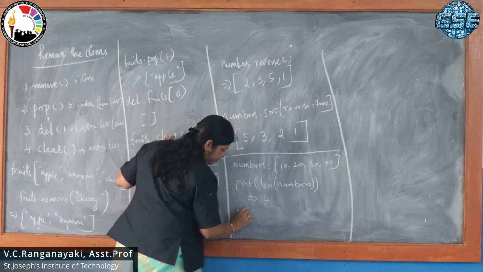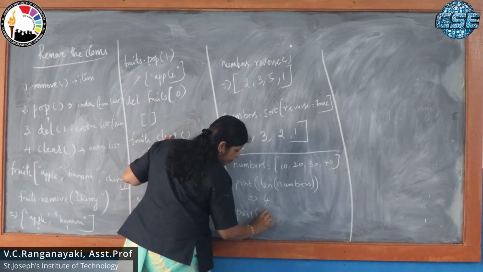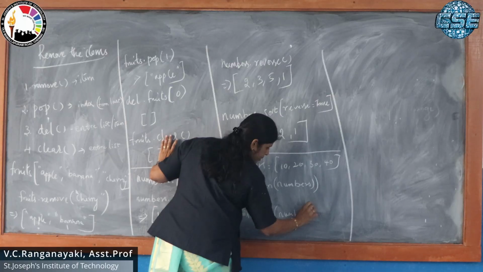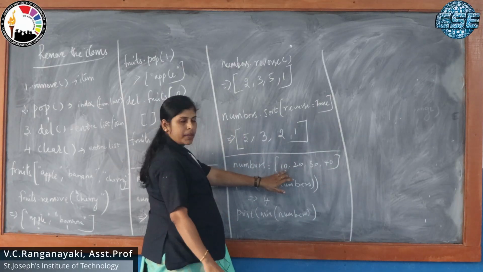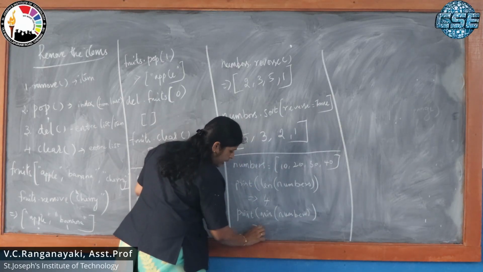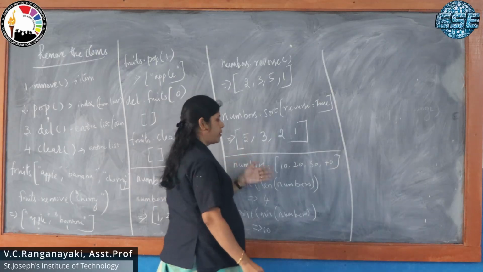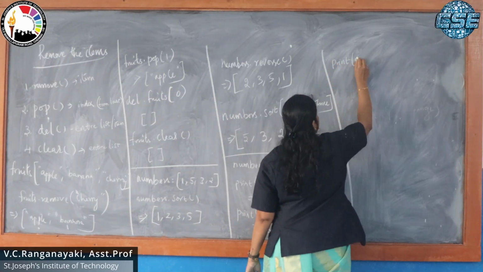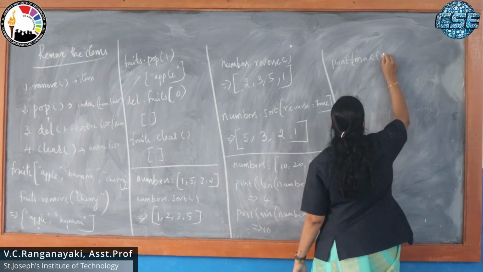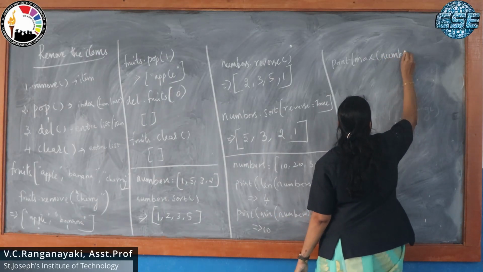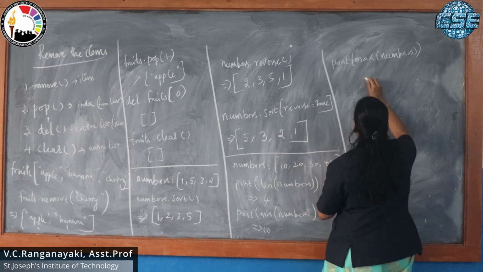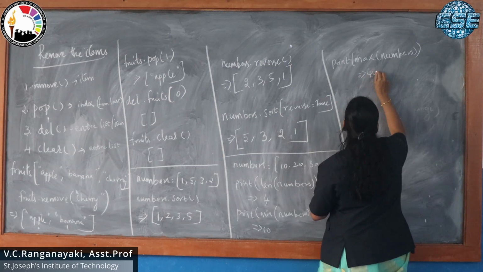Print minimum of numbers. What is the minimum number? 10 here. The output will be 10. Find the maximum. Print max of numbers. So what is the maximum number in the list? 40. So the output will be 40.